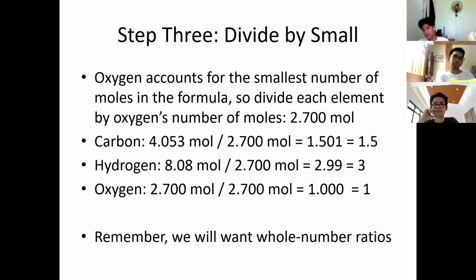So your solution there goes with 4.053 divided by 2.7 is 1.501 or 1.5. 8.08 divided by 2.7 is 2.99 or 3. And 2.7 divided by 2.7 is equal to 1. The values 1.5, 3, and 1 are our subscripts of the elements carbon, hydrogen, and oxygen respectively.